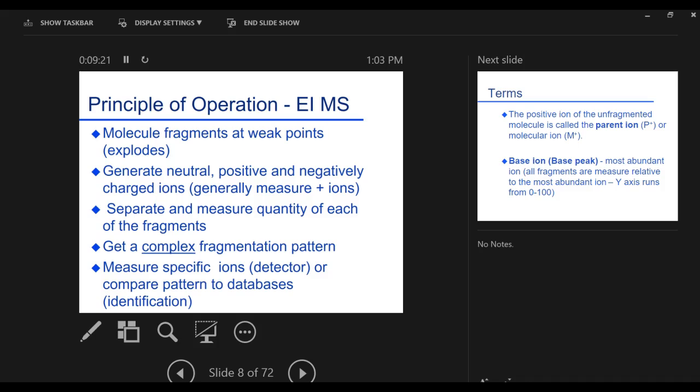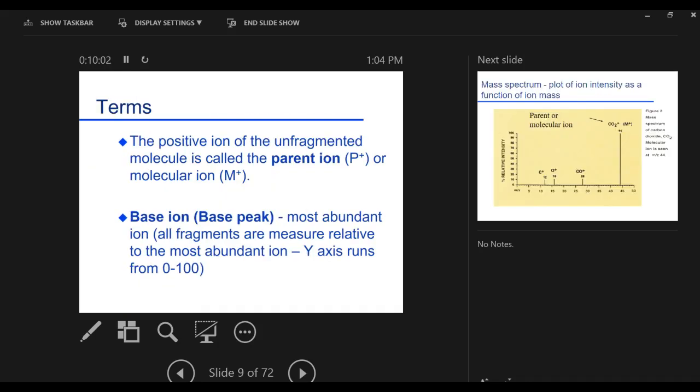I said we generate neutral, positive and negatively charged fragments, generally measure the positive ones, and separate and measure each of the pieces that it flew into. It's really a complex bunch of bits and pieces. The bigger the molecule, the more the pieces, so we get quite a complex pattern of fragments. But by measuring and recording these, we've got great libraries. We can look up the fragments of benzene. That's reproducible, so I can look for that pattern. If I see that pattern coming off my machine, I know it's benzene. So it's really quite a good system.